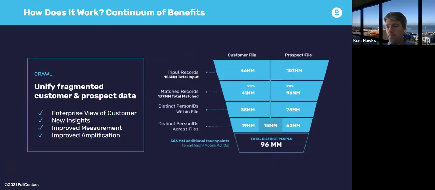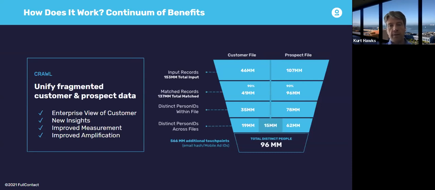We often engage in conversations, and I think what we wanted to do is try to leave everyone here with some concrete next steps. We think about it in terms of a crawl, walk, run continuum of benefits. So if we think about it from a crawl perspective, what we firmly believe is the starting point is to unify fragmented customer and prospect data across the enterprise, right?